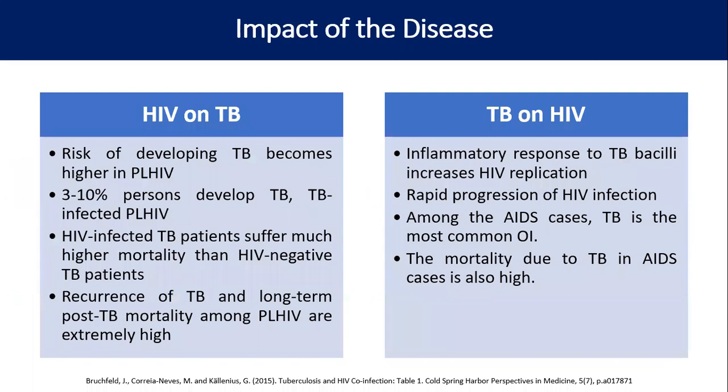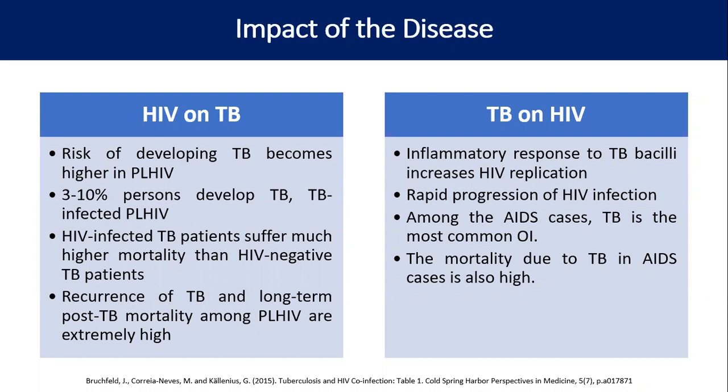Now, the impact of the disease. On HIV, the impact of HIV on TB: the risk of developing TB becomes more in PLHIV, 3 to 10% develop TB, and HIV-infected TB patients suffer much higher mortality than HIV-negative ones. Recurrence of TB, long-term TB, and post-TB mortality among PLHIV are extremely high. On the other hand, inflammatory response to TB bacilli increases HIV replication, leading to rapid progression of HIV to AIDS, and among AIDS patients, TB is the most common OI. The mortality due to TB in AIDS is very high.